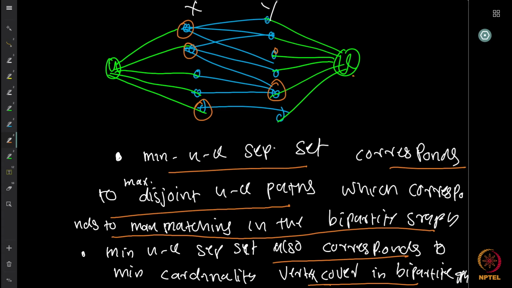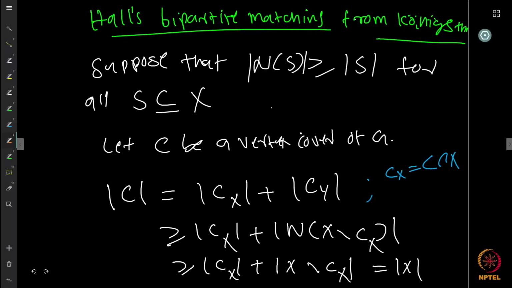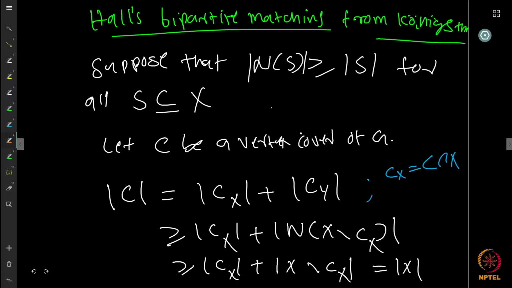Now, using König's theorem, we will prove Hall's theorem. Hall's theorem is the statement that if this condition, the Hall's matching condition, is true, then there is a matching which saturates one of the sides. So we are going to now prove Hall's theorem by using König's theorem.